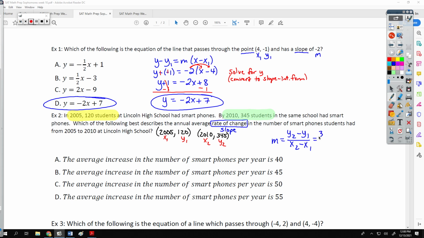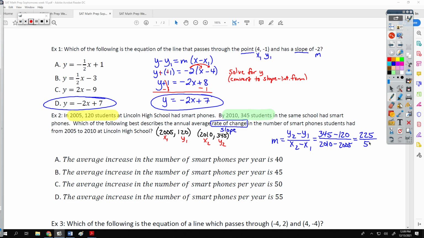y2 is 345 minus y1, which is 120, over x2, which is 2010, minus x1, which is 2005. And then we're going to simplify that. So 345 minus 120 would be our first step. So 345 minus 120 is 225. And then 2010 minus 2005 is 5.